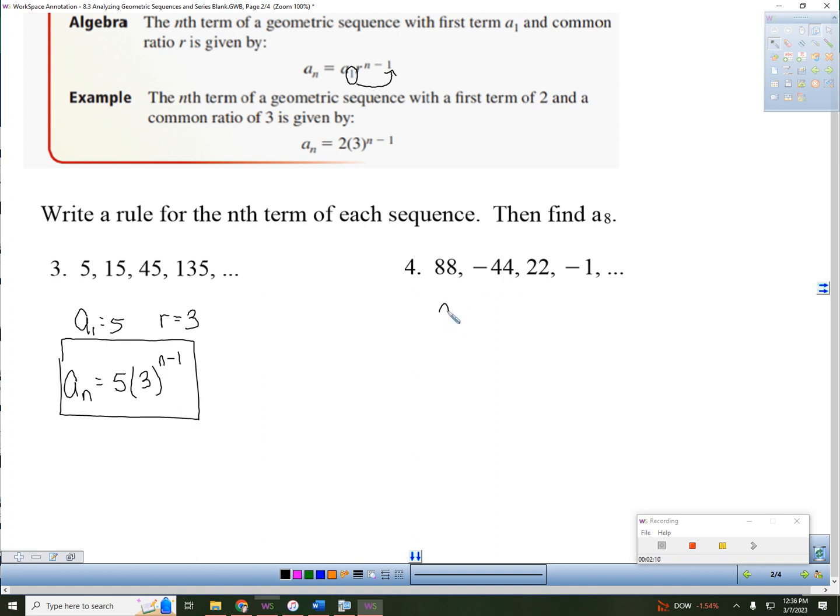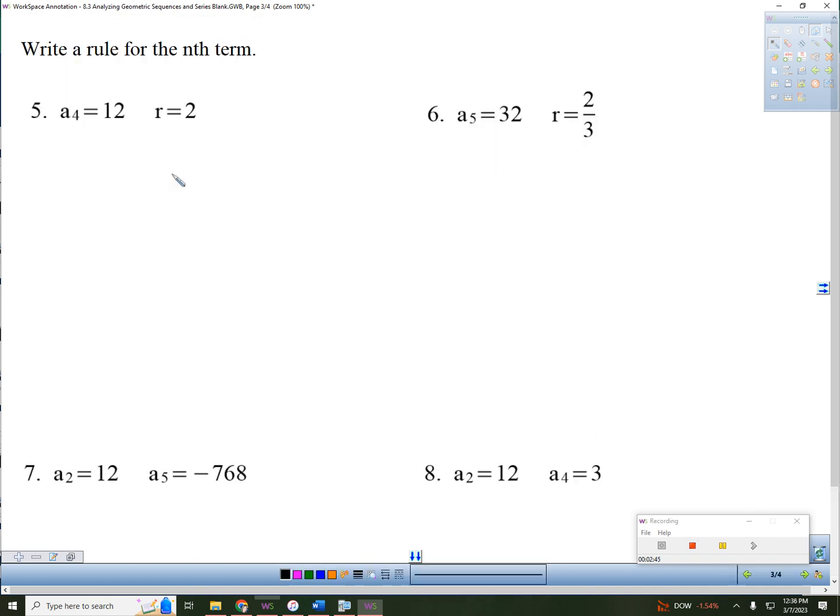My first term on number 4 is 88, and for my common ratio, I see that these are going down by a half and alternating signs, so I am multiplying by negative 1/2. Again, you could take negative 44 and divide that by 88 to get the negative 1/2. So my rule would be a sub n is equal to the first term times the ratio raised to the n minus 1. And again, if I wanted to find the 8th term, I would just plug 8 in for the n value.